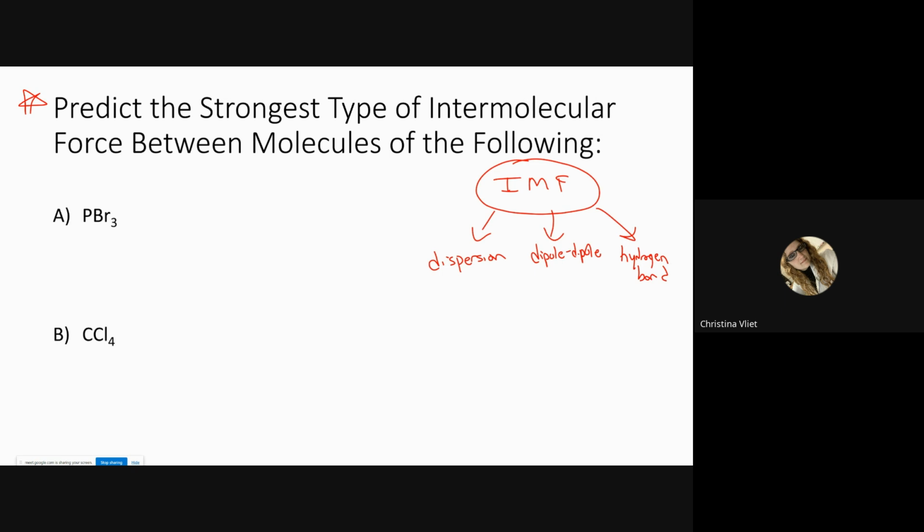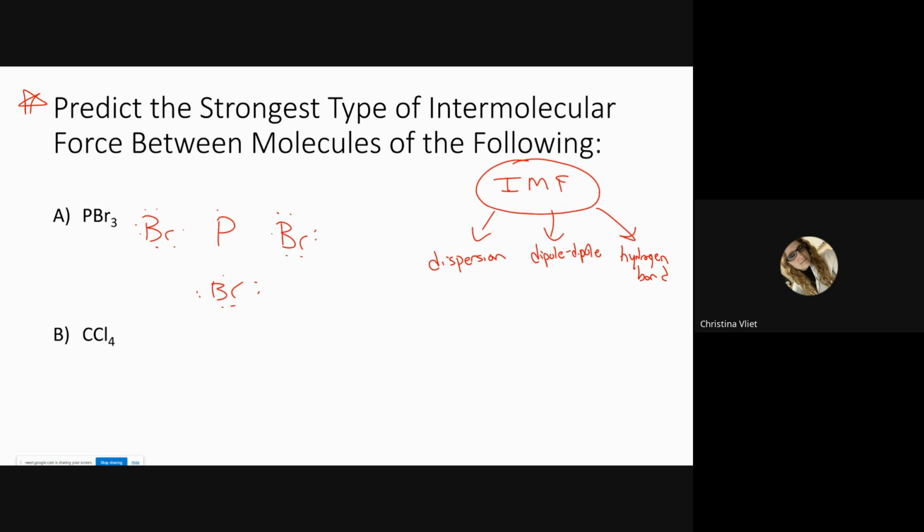So PBr3, how would we determine which force we have? What's the first step? What should you do first? You should draw the Lewis structure. Again, I told you this lesson is basically a continuation of where we were at heading into the next unit. Phosphorus goes in the middle, 3 bromines on the side. I draw them pretty quickly now.